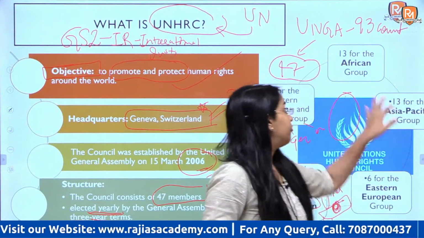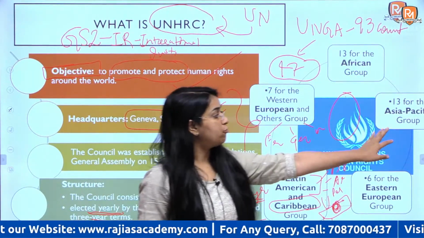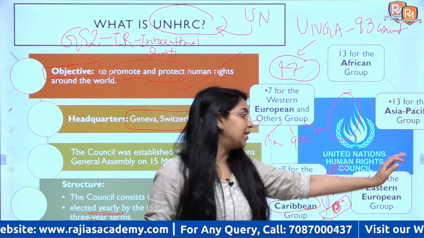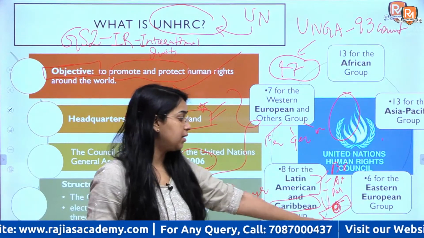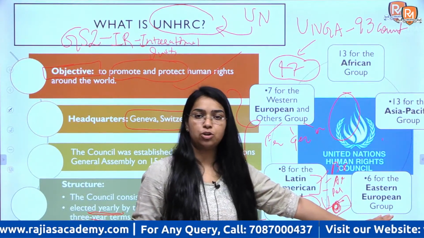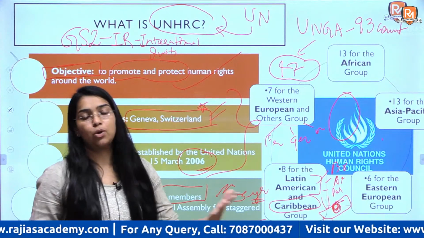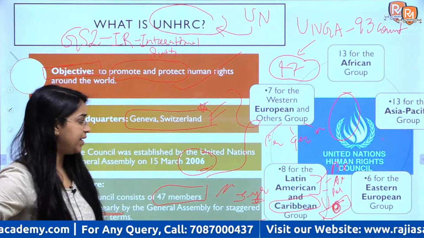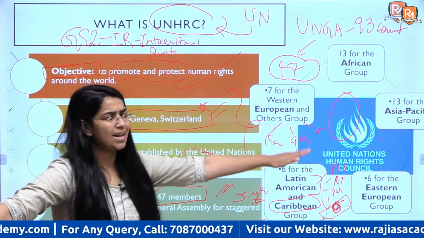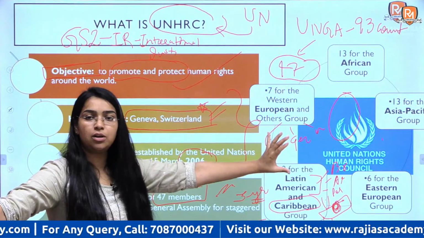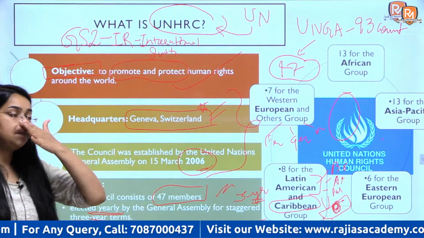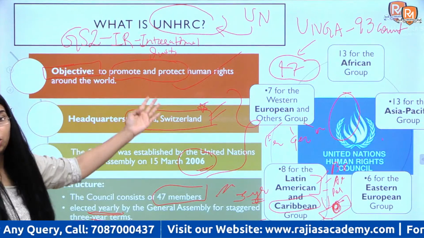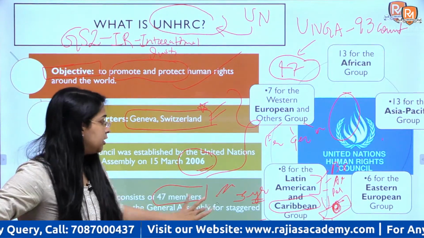Then 13 for Africa, I've already told. 13 for Asia Pacific, all countries, India, China, Indonesia, Vietnam, all those countries are covered here. And 6 for the East European group. East European means your Poland, Hungary, Romania, all those East European countries hold 6 seats. Okay, this is not as important, just a brief idea you can keep of this. You need not learn the details, but these two facts and obviously the objective are important for you.